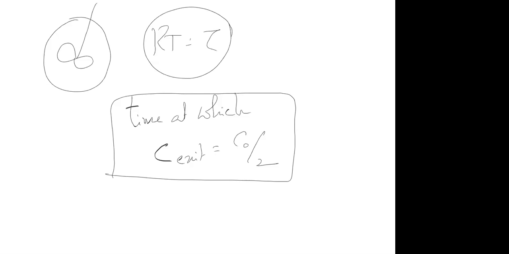So 0.693 tau. So what is CSTR? C is C naught into e power minus t by tau, no? When C becomes C naught by 2, C naught into e power minus t by tau, so t is 0.693 tau.